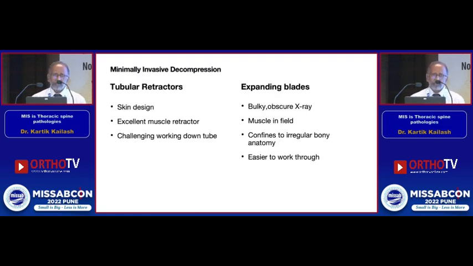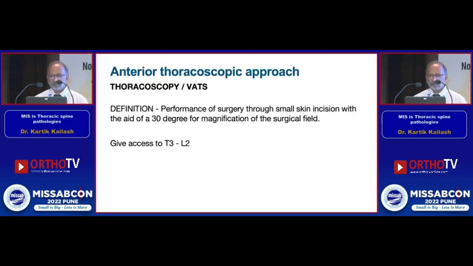Now, when you go on to minimally invasive decompressions or surgeries, you use tubular retractors, which could be of two types, a fixed or an expanding blade. Fixed is based on skin design, with excellent retraction. It's a challenge working down a narrow tube, and you have to get used to this. The expanding blades could be bulky, a little obscure on the X-ray. Muscle creep can be there. It conforms to irregular bony anatomy and is easier to work through.